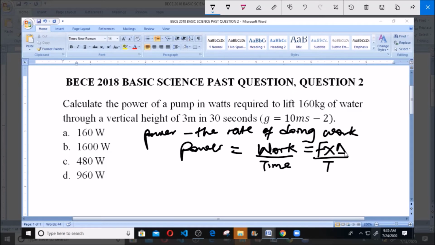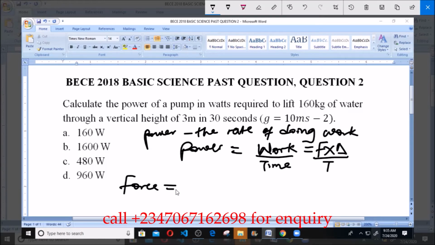Now in our question here, they say we should calculate the power of a pump in watts required to lift 160 kg, which is the mass of water, through a vertical height of 3 meters in 30 seconds. Now we don't have the force, but we have the distance, which is 3 meters, and we have our time, which is 30 seconds. So now how do we find the force?